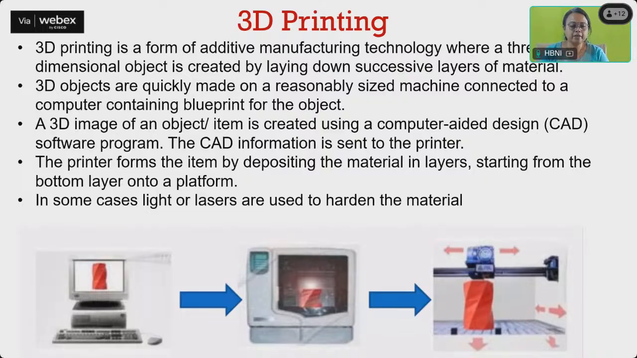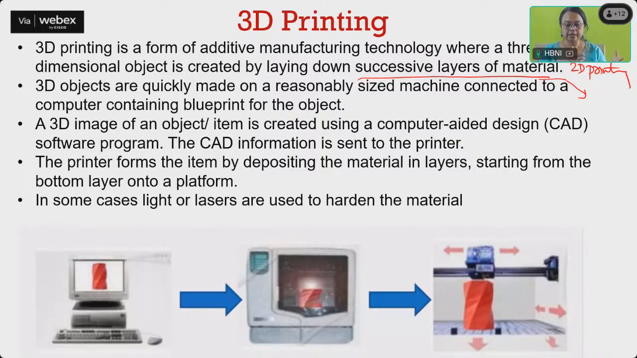So 3D printing is a form of additive manufacturing technique where a three-dimensional object is created by laying down successive layers of material. This successive layer of material is 2D printing. But here the material is not ink. It can be metal or a polymer, whatever you want to make the material of your bulk of. So 3D objects are quickly made at a reasonable size machine connected to a computer containing the blueprint of the object.